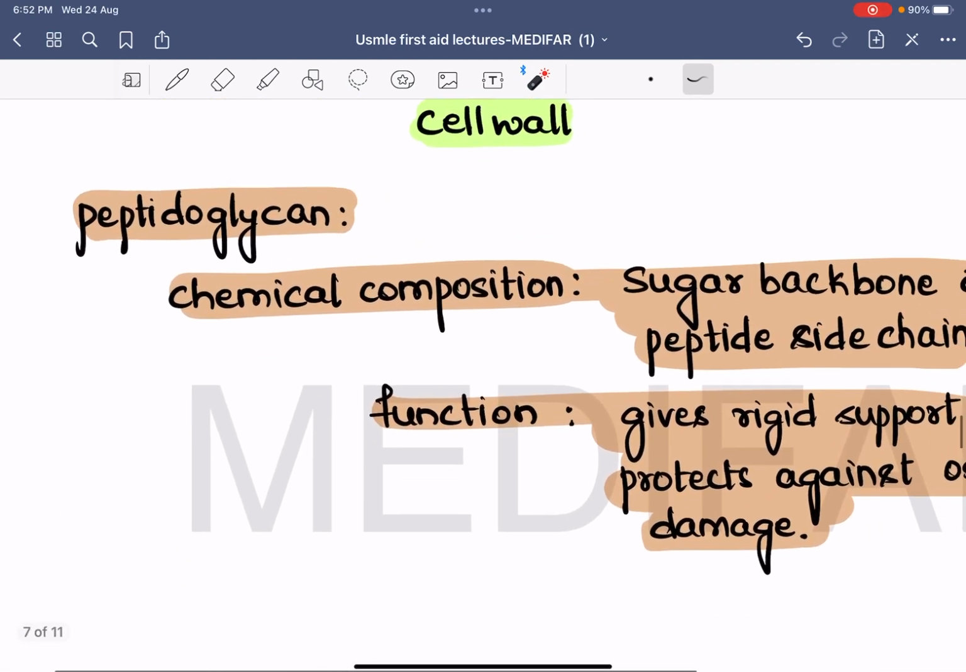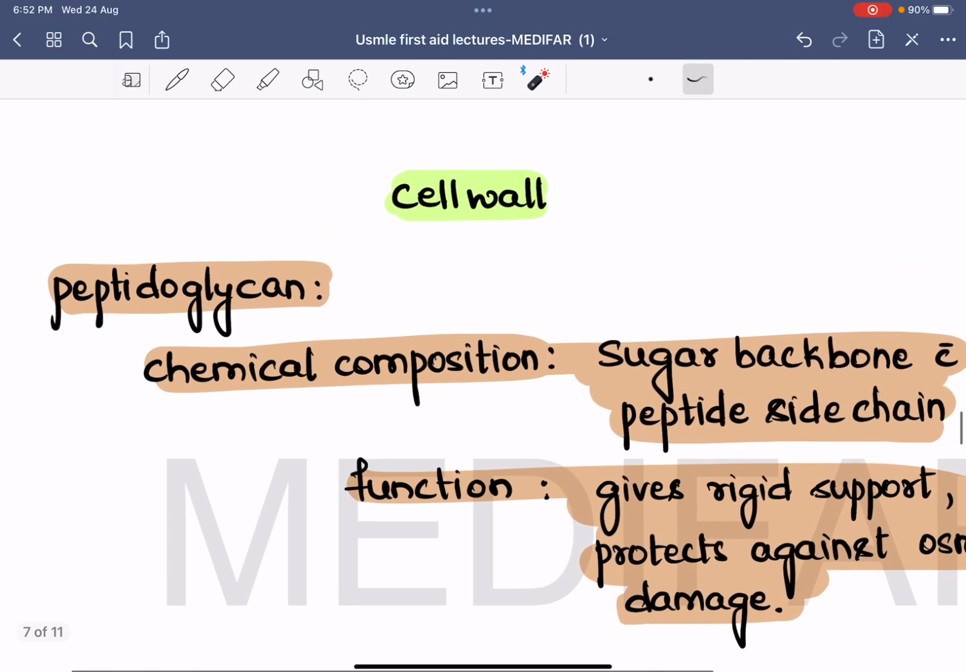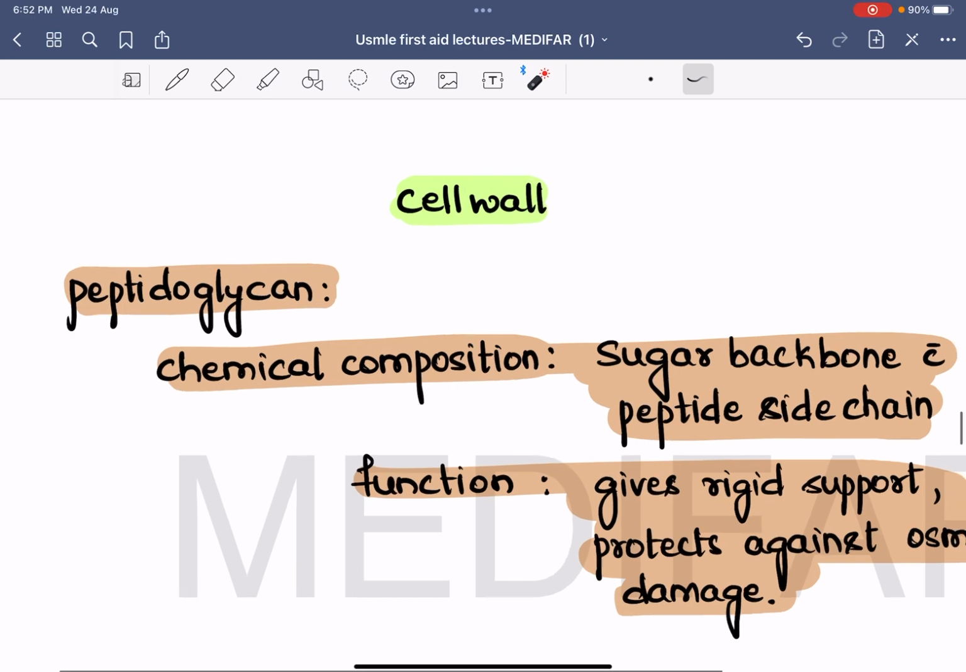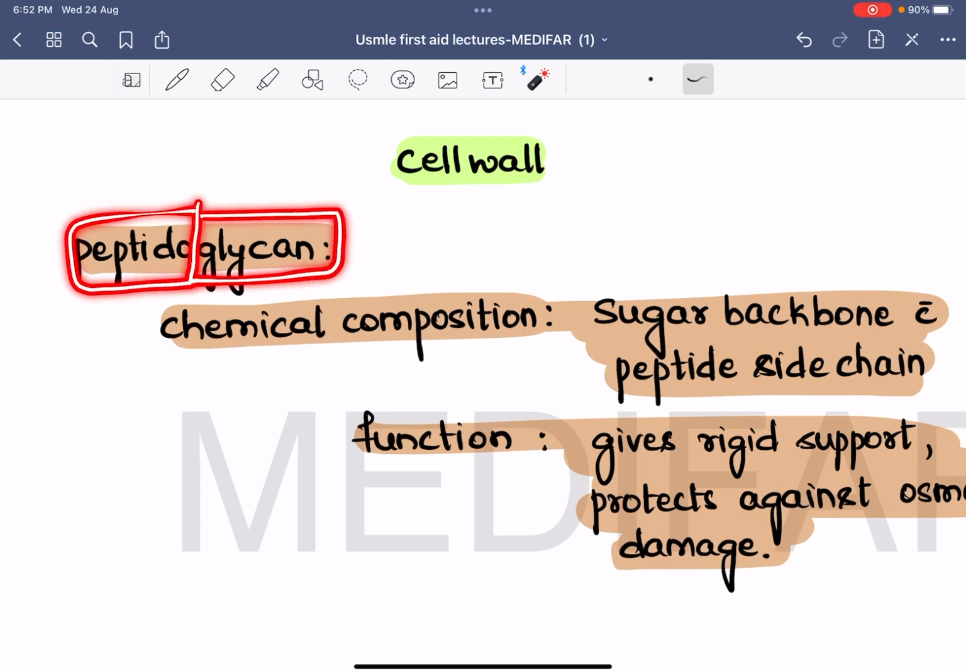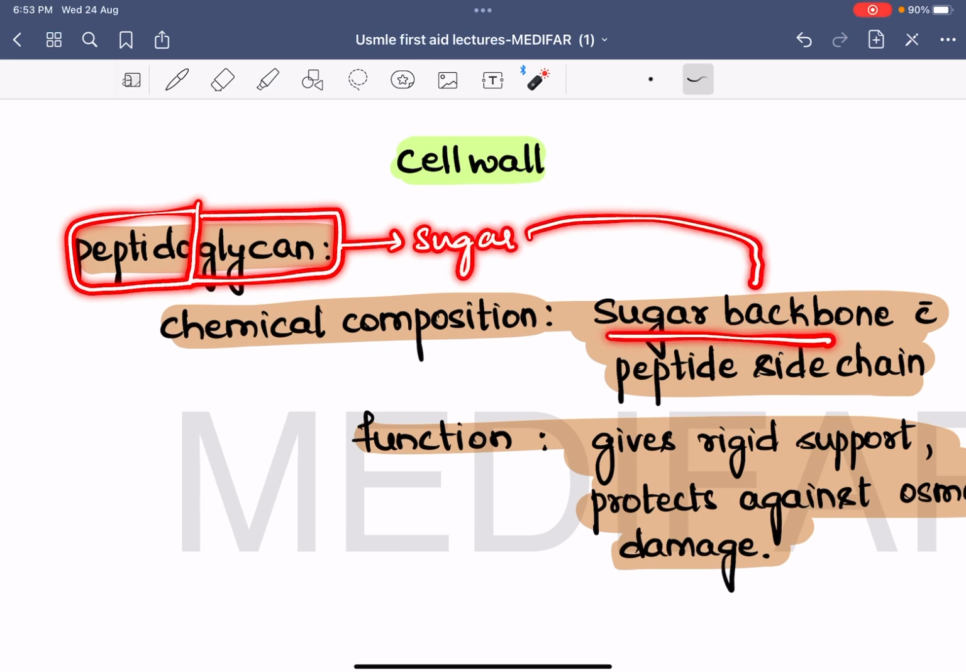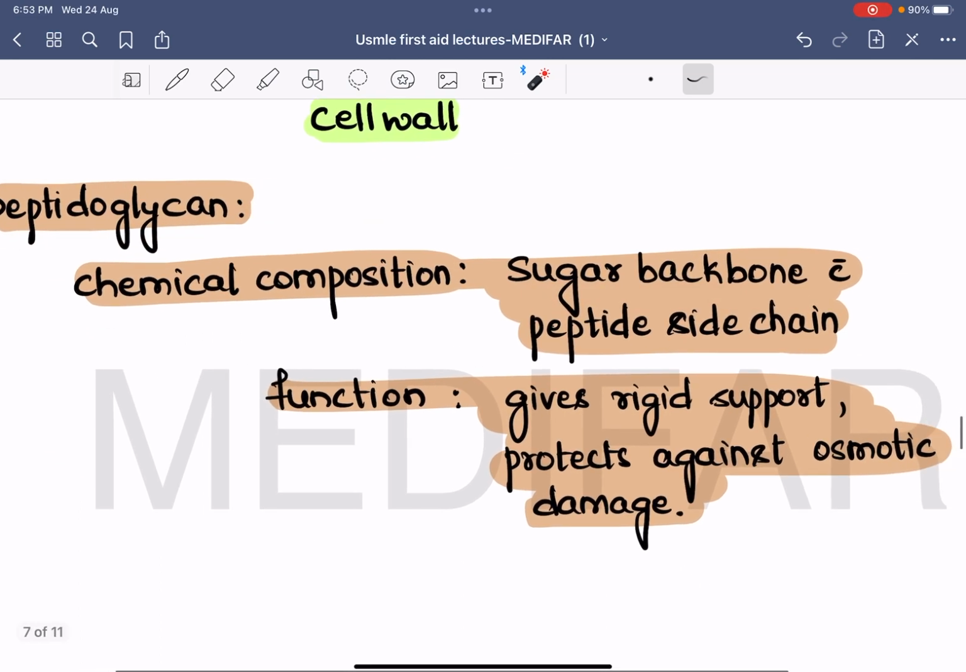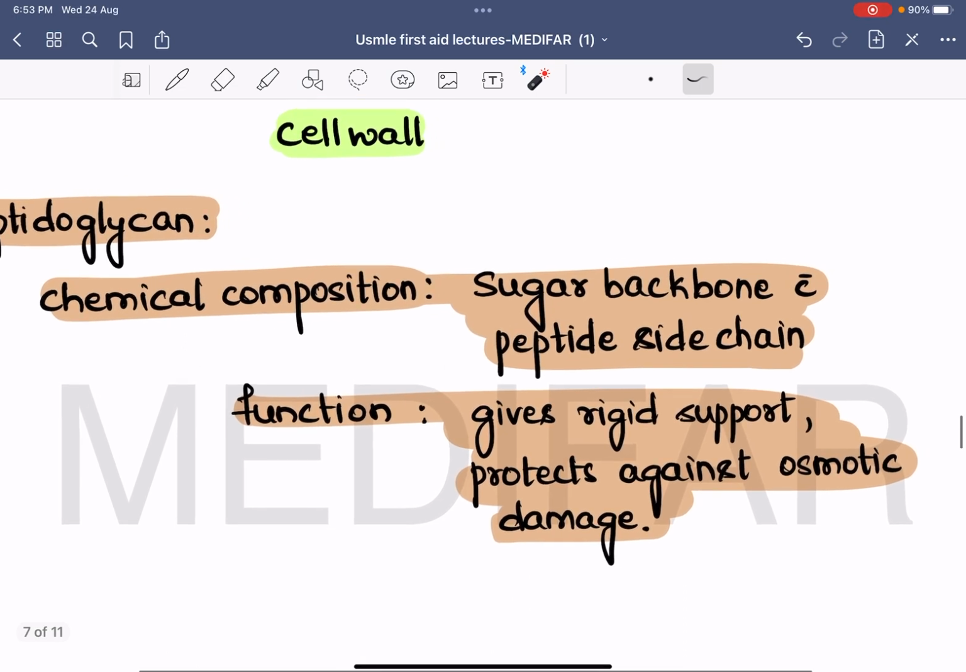Now coming to one of the important parts of the cell envelope, that is the cell wall. The cell wall is made up of peptidoglycan. Split this word: peptido and glycan. Glycan means sugar, which forms the backbone. Peptido means made up of peptides. So the chemical composition of the cell wall, that is peptidoglycan, consists of a sugar backbone with peptide side chains.